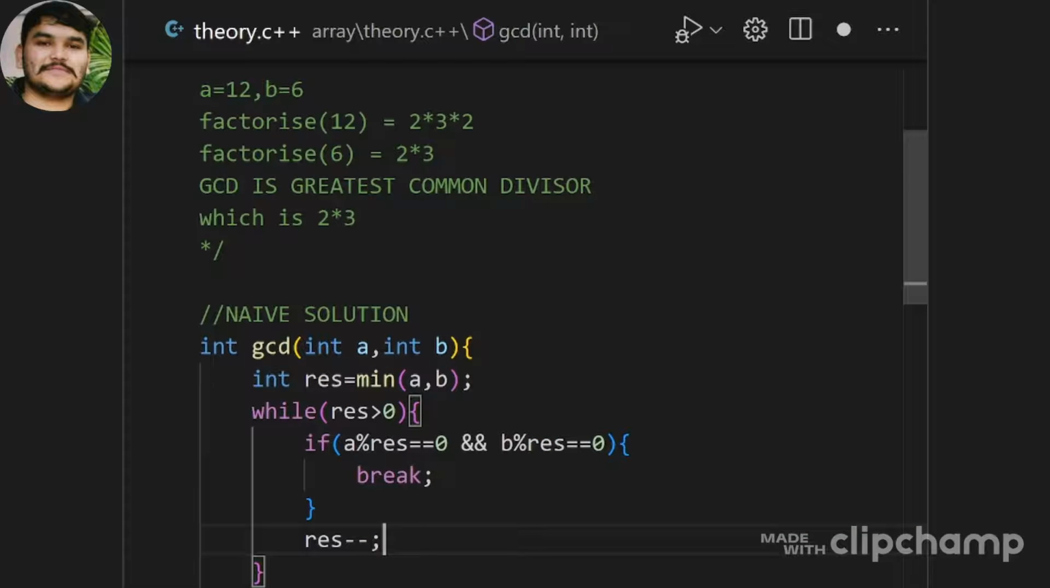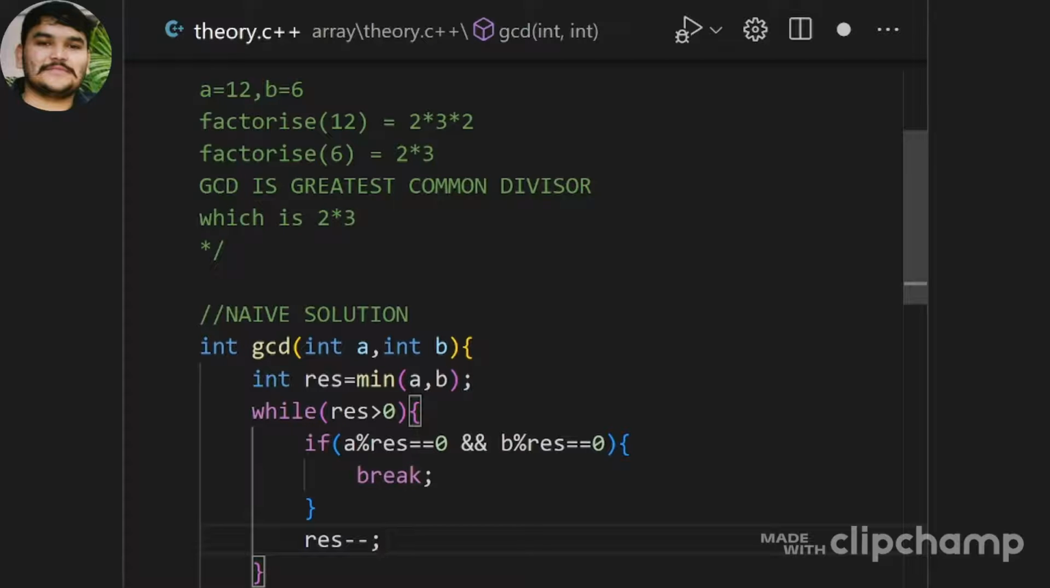For example, let's take the same example, 12 and 6. The minimum of 12 and 6 is 6, so 12 divided by 6 gives remainder 0, and 6 divided by 6 gives remainder 0. So we break the if. We go outside and decrement result by 1. So it is 11; we check it, and it does not divide. So 10, check again. 9, check again. 8, check again. 7, check again. Not 6. When result is 6, 12 divided by result and 6 divided by result give remainder 0. So we break from the loop.